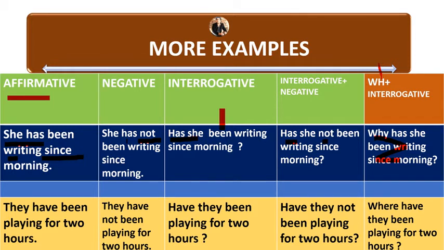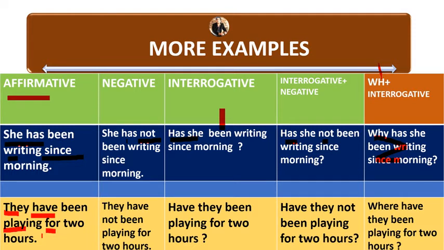There is another example. They have: have is a helping verb, playing is V1, and for indicates the time period, for 2 hours. So: They have been playing for 2 hours. They have not been playing for 2 hours. Have they been playing for 2 hours? Have they not been playing for 2 hours? And then there is the WH form: Where have they been playing for 2 hours?